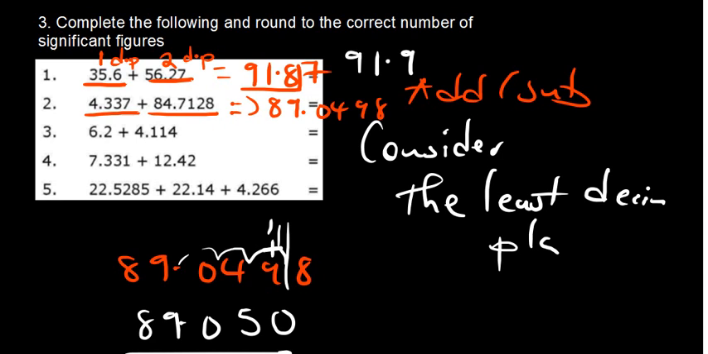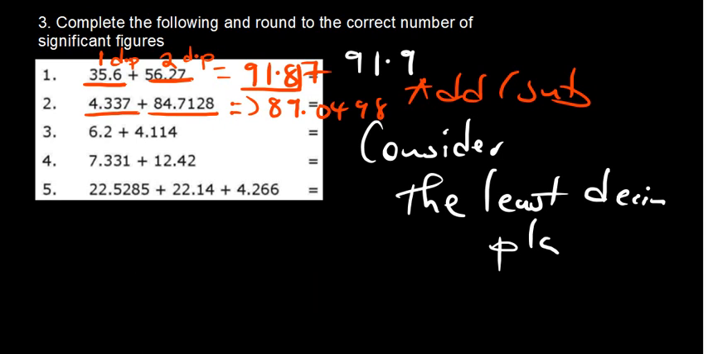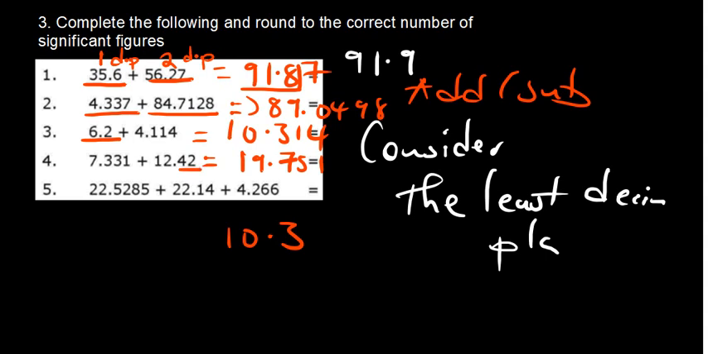Then the other one, 6.2 plus 4.114. I'm getting 10.314. Least number of decimal places, 1. So our answer is just 10.3. The other one, 7.331 plus 12.42. What we have is 19.751. The least number of decimal places there is what? You have 2, 3, so 2. So our answer is 19.75 as it is. We ignore the 1.